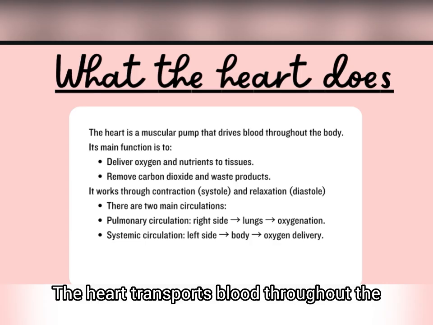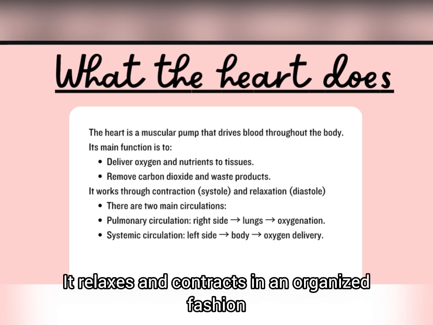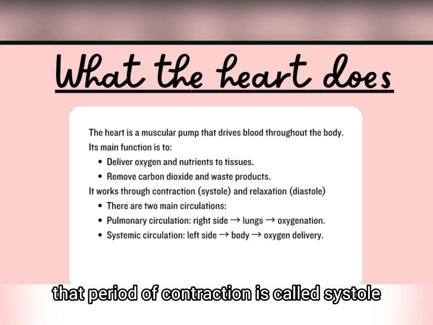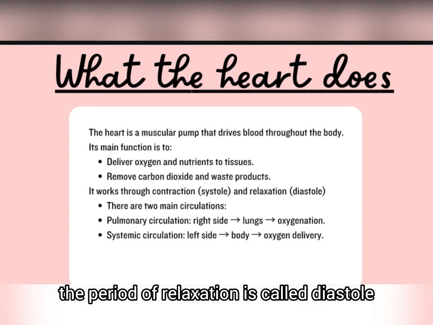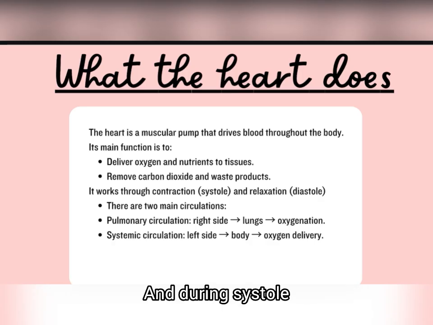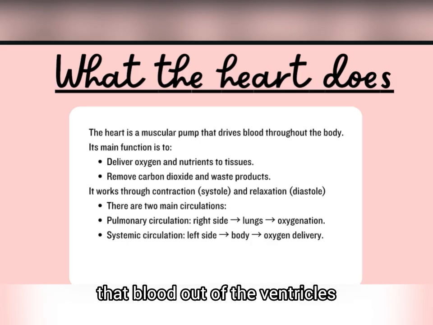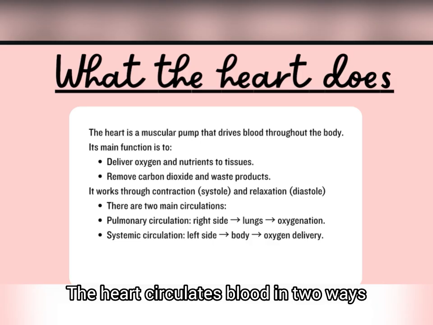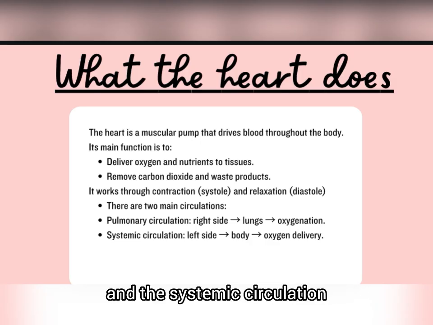The heart transports blood throughout the body through its pumping action. It relaxes and contracts in an organized fashion. When it contracts, that period of contraction is called systole. When it relaxes, the period of relaxation is called diastole. During diastole, the heart fills with blood. And during systole, the heart forcefully contracts to eject that blood out of the ventricles and where they need to go. The heart circulates blood in two ways, through the pulmonary circulation and the systemic circulation.